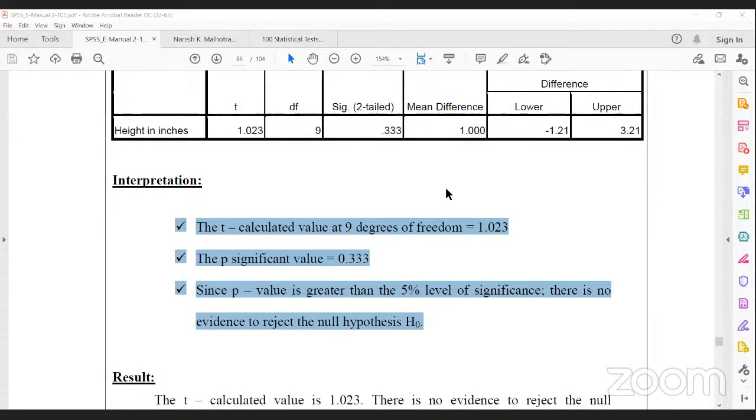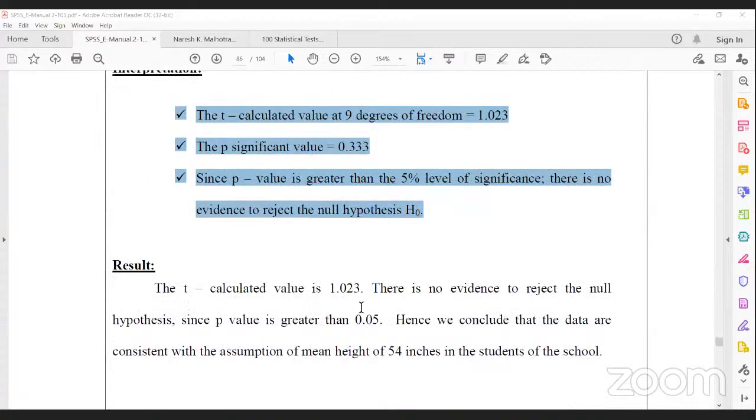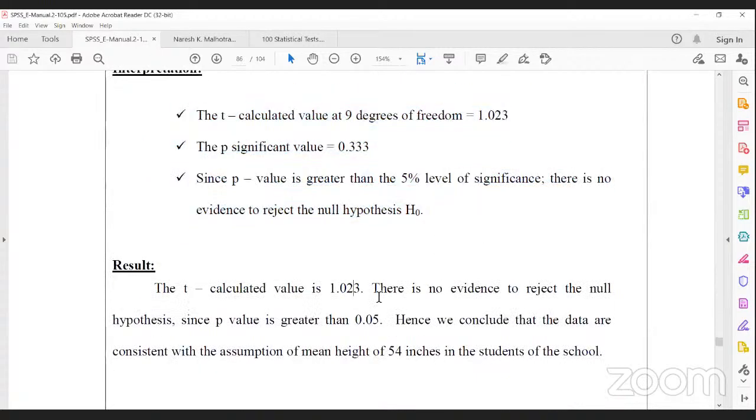So what is our calculated value? It is 1.023, and so there is no evidence to reject the null hypothesis since the p-value is greater than 0.05.